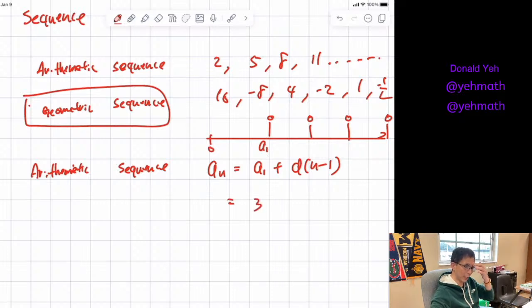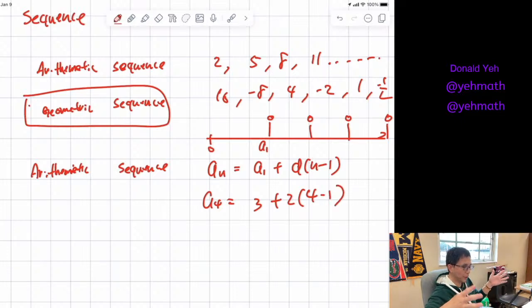Now, if you want to figure out what A4 is, this is A1, A2, A3, A4. Well, it's going to be plus the difference, which is 2, and then 4 minus 1. Why is it 4 minus 1? Because if you have 4 trees, you have 3 spaces in between. So you only add 1, 2, 3 differences.